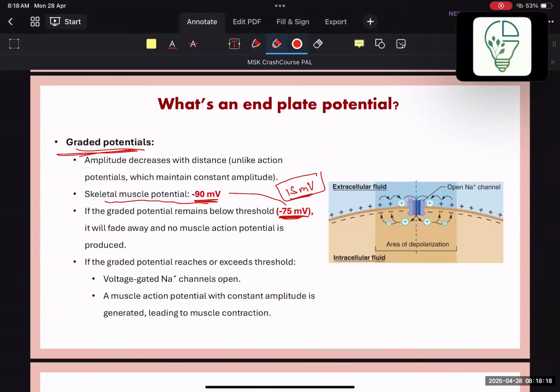And over here, I just wanted to remind you that graded potentials decrease with distance, which is why I was saying that they were temporary, because as they spread throughout the cell, they're going to lose their momentum, which is why it's important that they're strong enough to overcome the threshold. And that is the main takeaway of the slide.